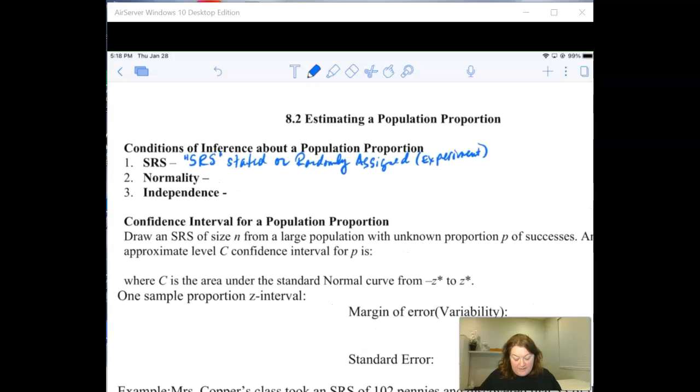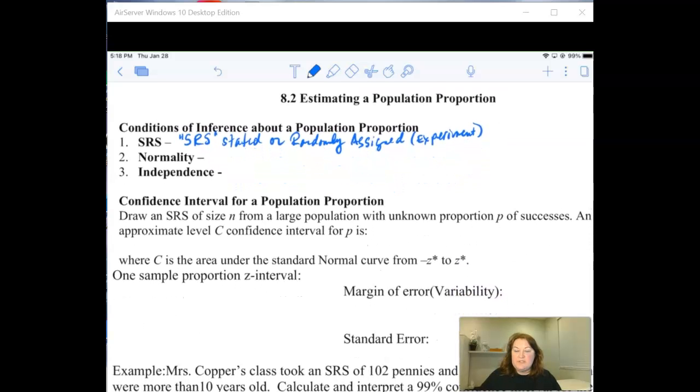And then we have the normality one. This is for the proportion. So if you remember the normality for the proportion, that was the one that was called the large count rule. And the large count rule was the one that said n times p had to be greater than or equal to 10, and n times 1 minus p had to be greater than or equal to 10.